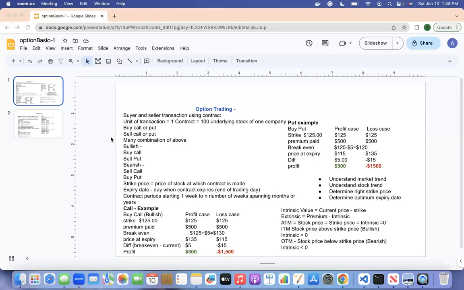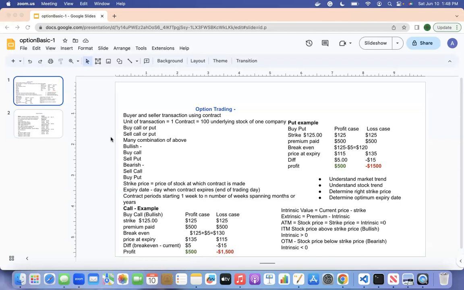At the same time, when you are writing a contract, buying a call or buying a put, you're also choosing the expiry date when this contract expires, right? So from the day you start the contract to the immediate Friday, which is the weekend of that week in which you are writing the contract, or it could be multiple weeks, right? So it could be 2 weeks, 3 weeks, months, or a year.